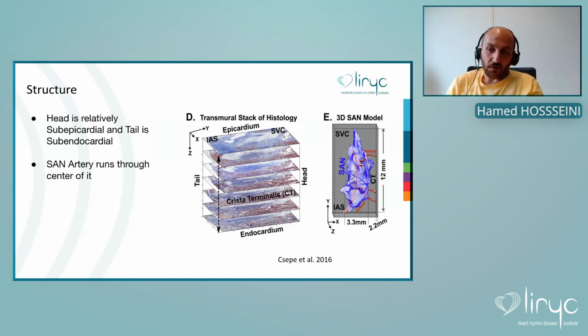One of the ways of seeing the SA node and differentiating it from the other parts of the RA is using 3D histology-based models. For the shape of the SA node, this histology can easily be done because it's so different from the other parts.